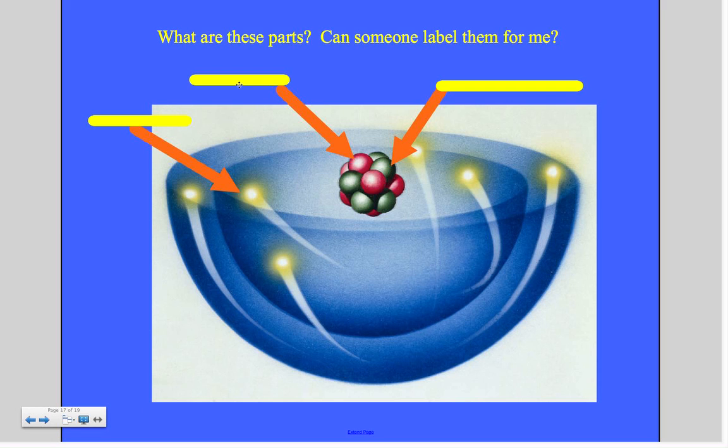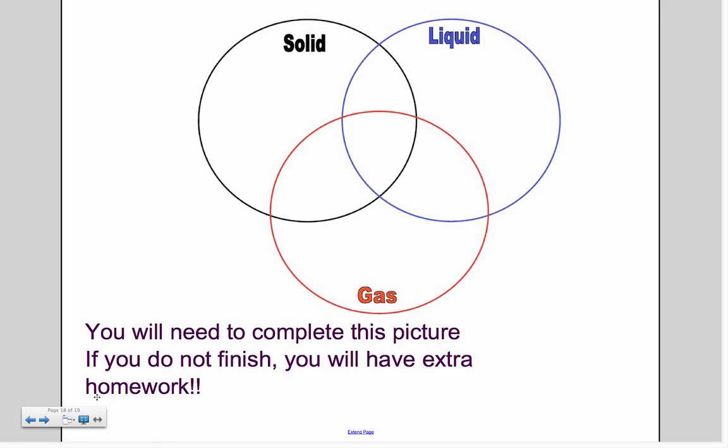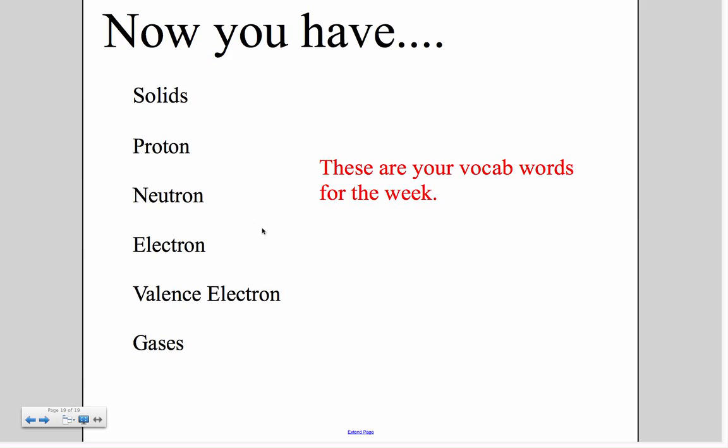So hopefully you can label these. In your notes, I would do a rough sketch of these. So these 2 colors in here, there's 2 options. There's 2 possible answers for each one, and then hopefully you get this one right by itself. And then this is also in your notes, and you'll need to complete this Venn diagram. You'll probably need to look at the BrainPOP on solids, liquids, and gases if you can't remember enough to fill this in. And then lastly, these are your vocabs for this week. So solids, protons, neutrons, electrons, valence electrons, and gases. So you'll need to make your vocab study guide somehow.